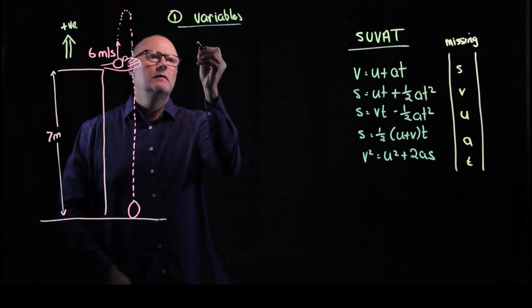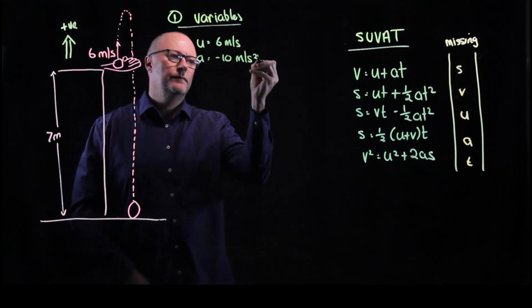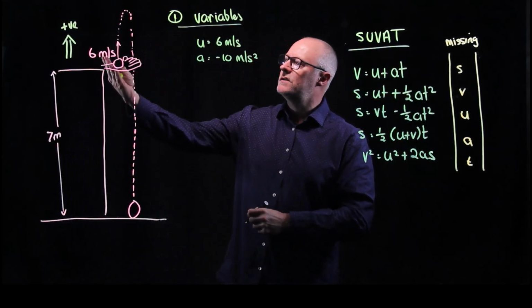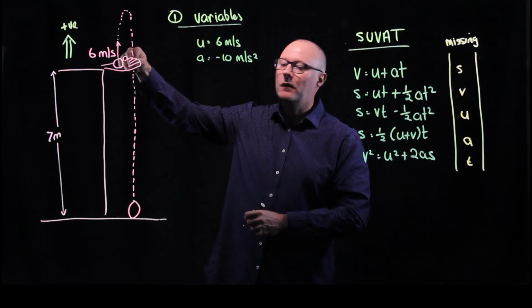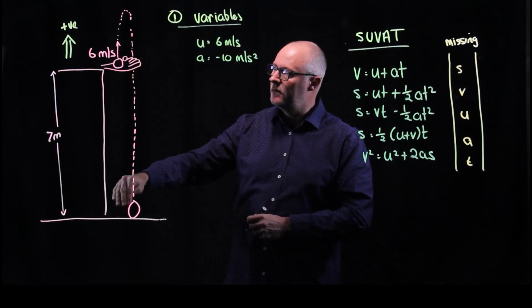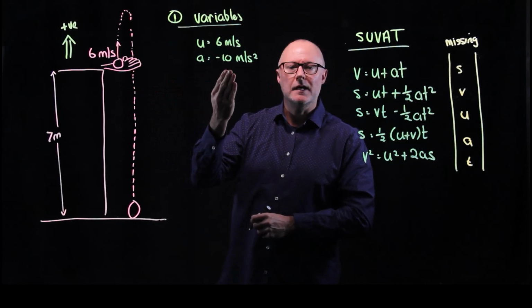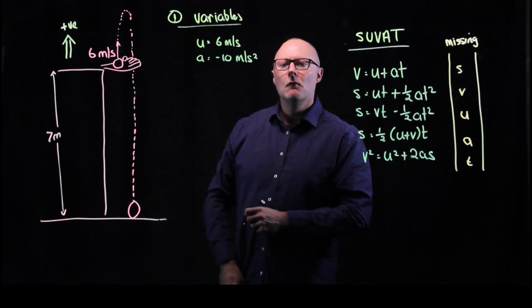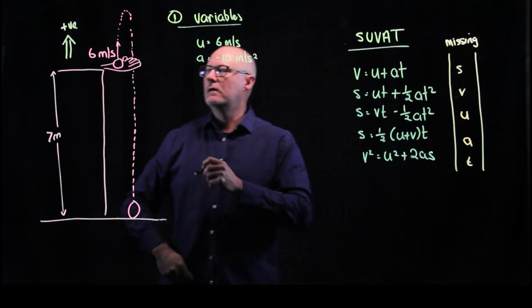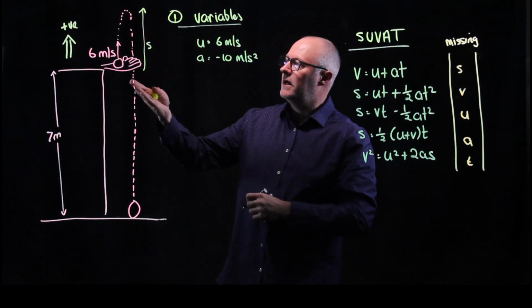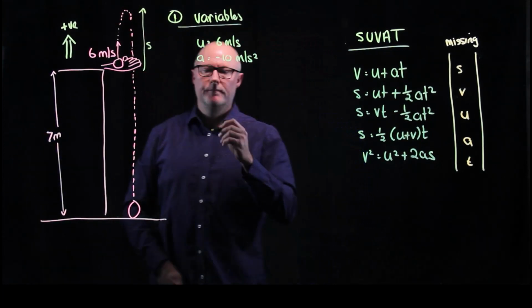So we have an initial upwards velocity of 6 meters per second. The acceleration of all objects is back towards the Earth, so it's in the opposing direction. So the ball is accelerated at negative 10 meters per second squared. We're asked to find the maximum height of the object from its starting position.